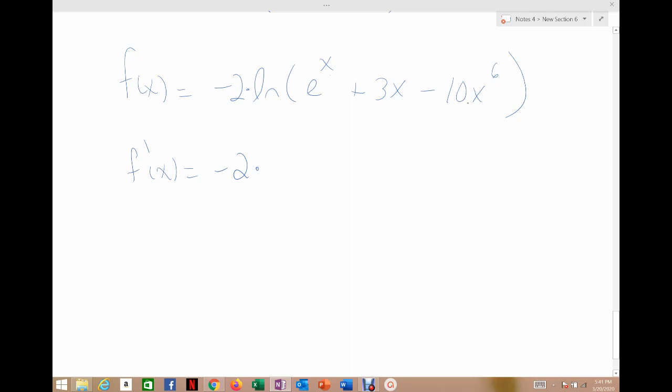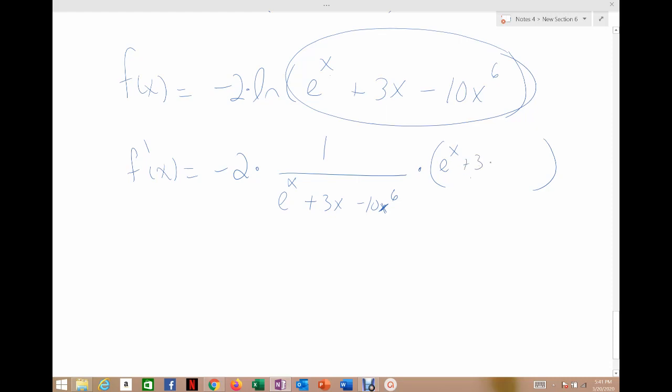The derivative of the natural log requires the chain rule because it's the natural log of that expression. So it's 1 over what's inside, exactly the same. Again, don't change anything. So 1 over the inside function, and then times the derivative of just the inside. The derivative of e to the x is e to the x. The derivative of 3x is 3. And the derivative of 10x to the 6th is 60x to the 5th. And again, we usually rewrite it as a single fraction.